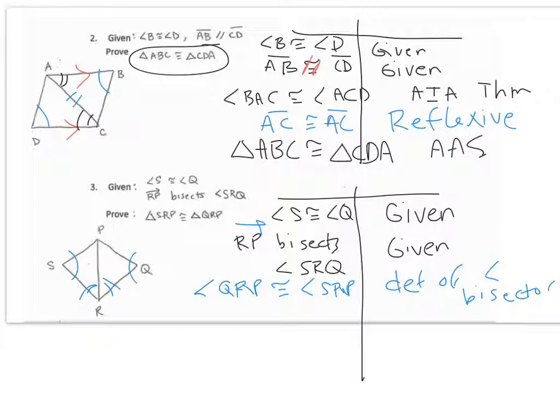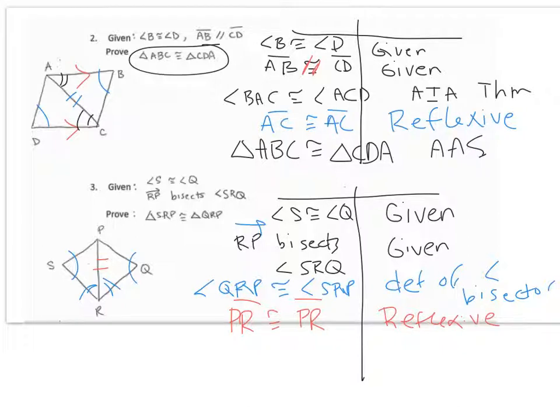So I've used all my givens, so now I have to look at my diagram. Are there any vertical angles? Are there sides that are in common? Are there parallel lines that are going to create angles? So if I look, they share the same side. So that means that PR has to be congruent to PR by reflexive.